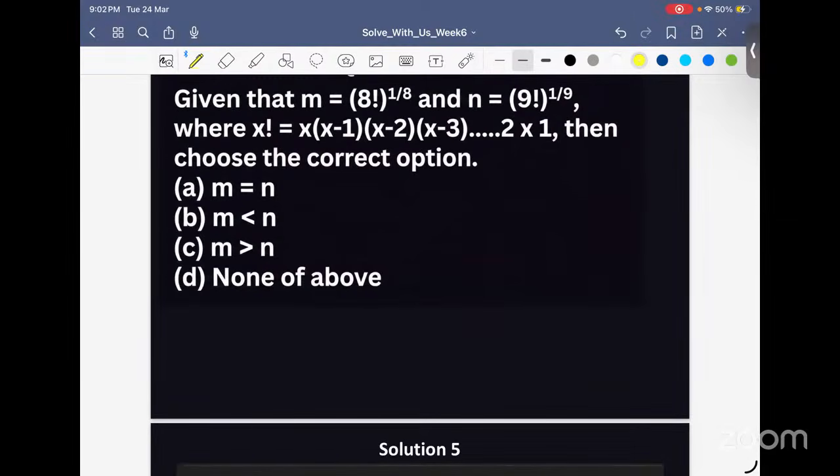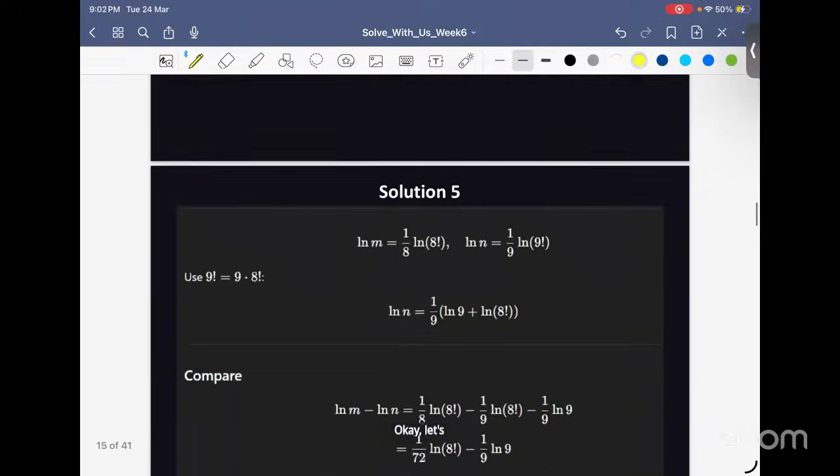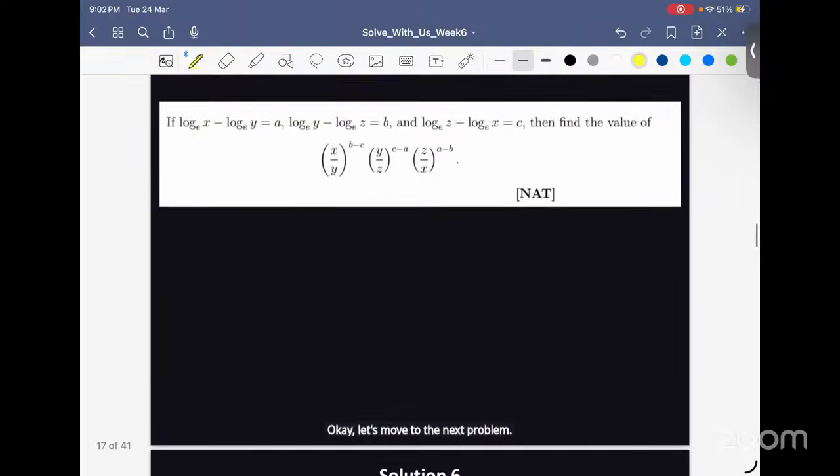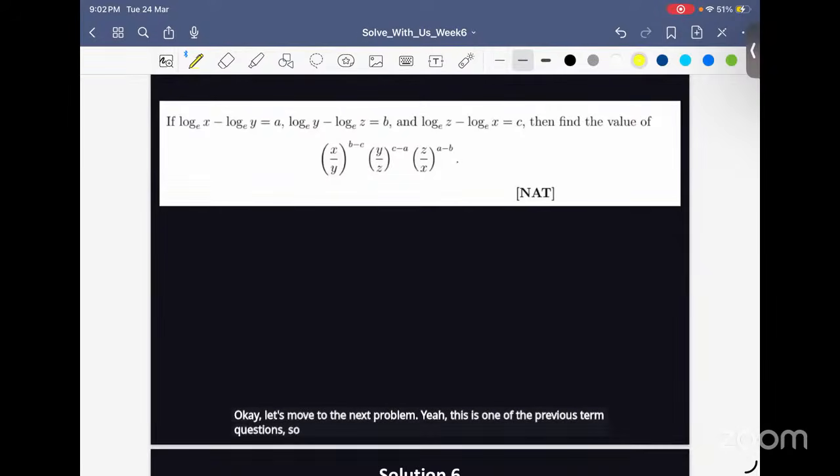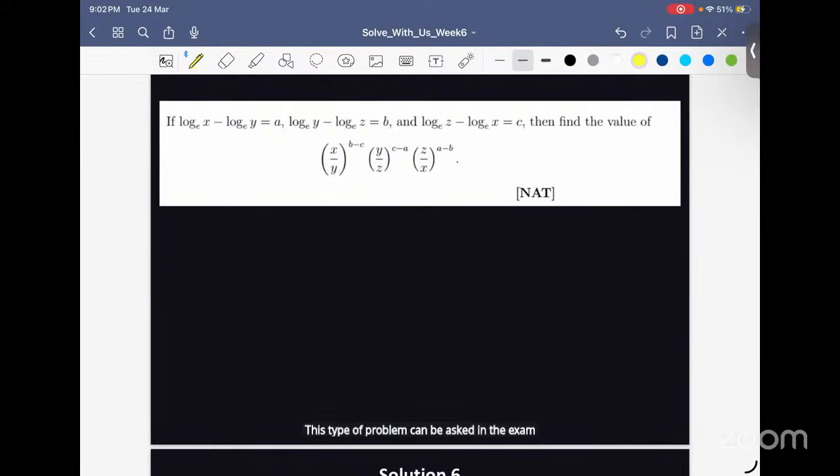Okay, let's move to the next problem. This is one of the previous term questions, so this is not difficult, simple. This type of problem can be asked in the exam, and even this can be asked. Okay, so try to solve this.